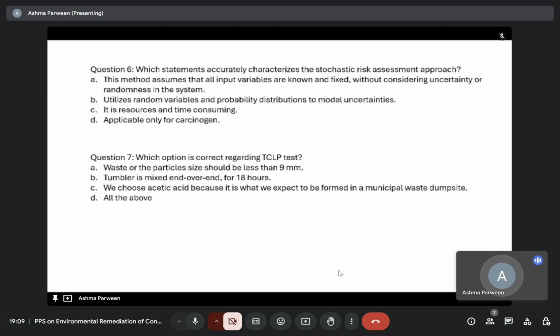So, with respect to the stochastic risk assessment approach, we have to find out which of the following statements are able to characterize it. So again, I'll give you all 3 minutes. Just take your time and try to solve this question, and then we will see which of the following options are correct.